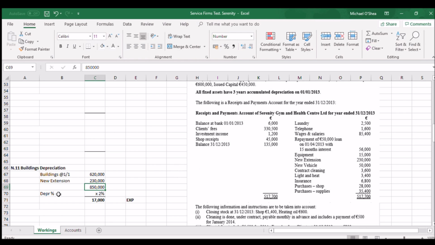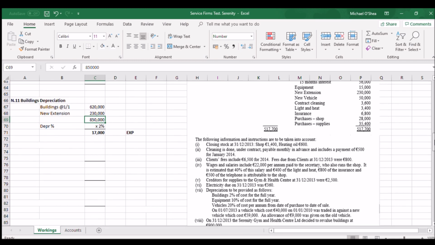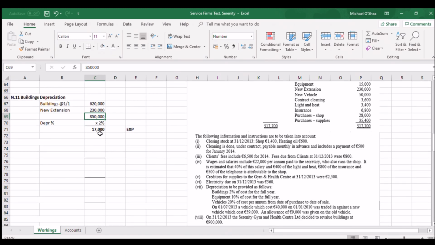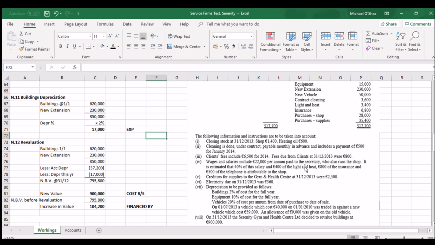That 850,000 then will be multiplied by the depreciation amount, which you see at the bottom of the question at 2%, and that's giving us our depreciation for the year. That's an expense. It's depreciation for the year, so it goes into our profit and loss.